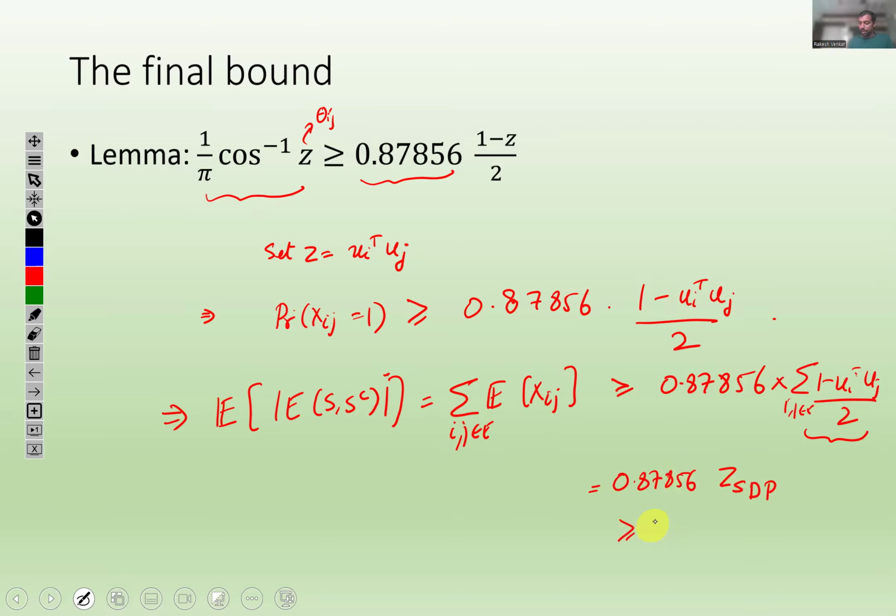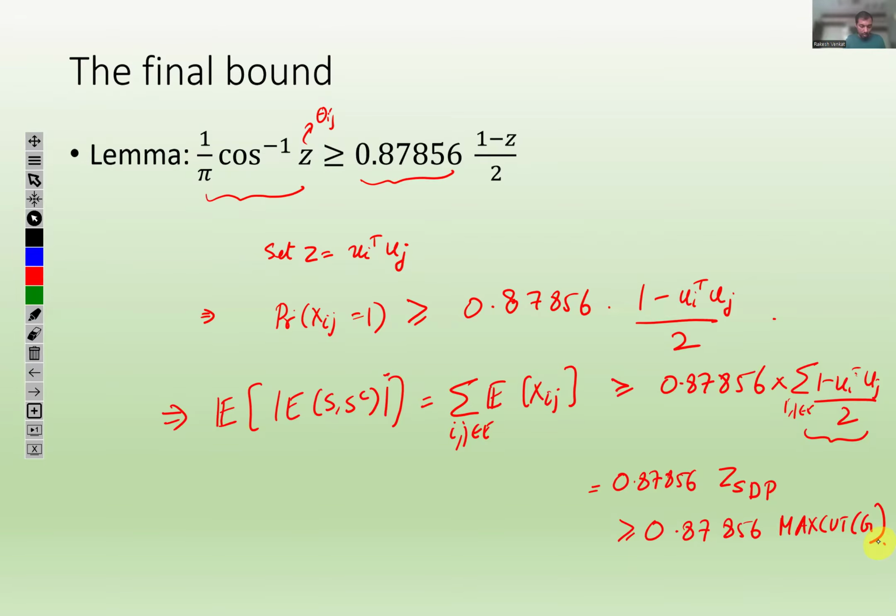And the SDP value is at least the optimum max cut. Okay, so I've rushed through this last calculation, but I hope at least the algorithm is clear and the way of analyzing is in principle similar to the previous one, just that because you're dealing with vectors, you have to be a bit more careful and you get a better approximation factor.